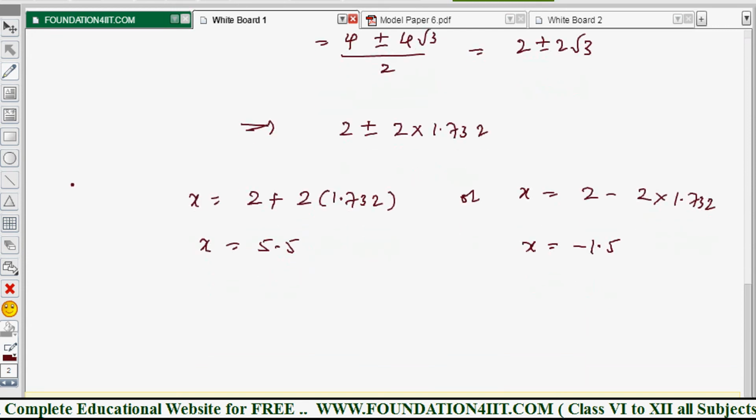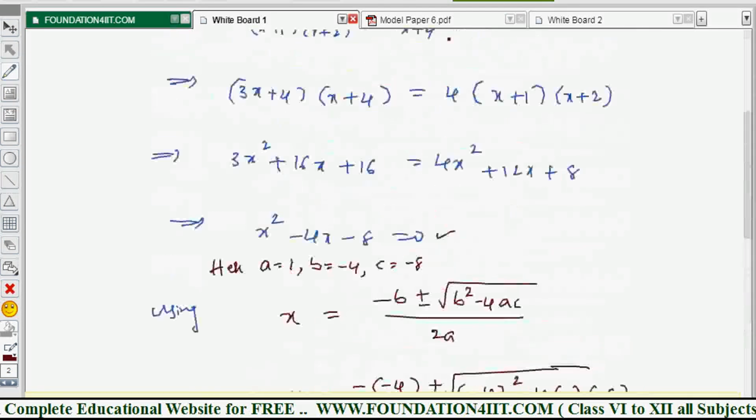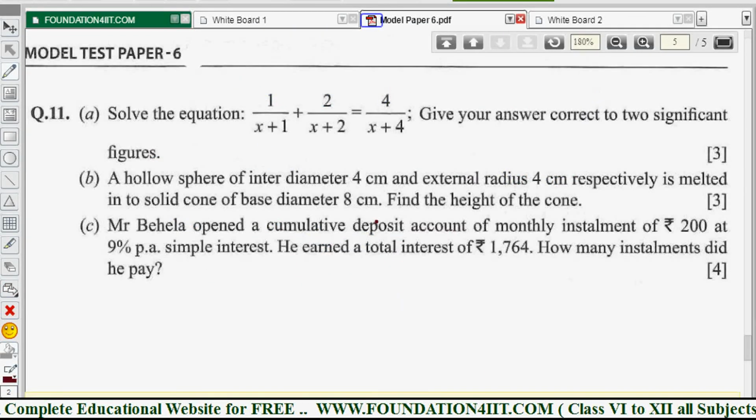So the values up to 2 significant figures. Therefore the values of x are 5.5 and minus 1.5. Correct to 2 significant figures, it is both of these. Right. So mainly this formula you need to apply. And next question from this one.